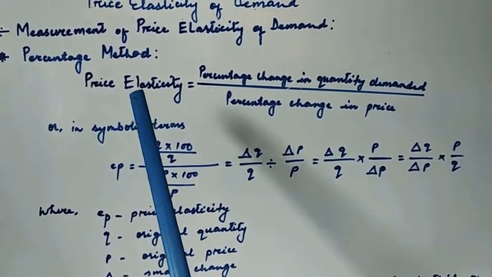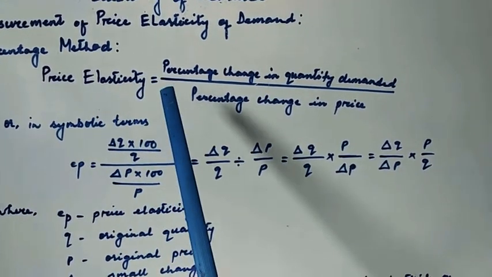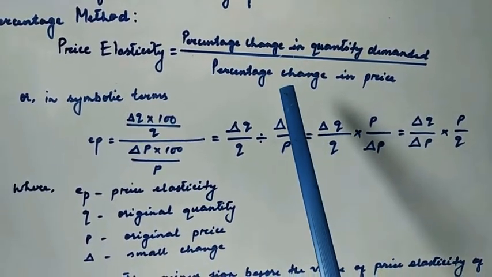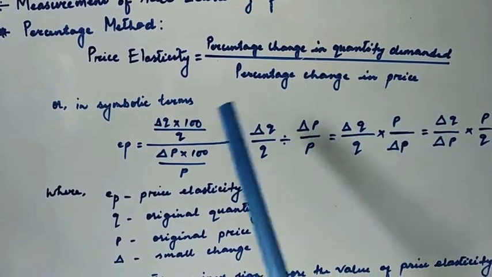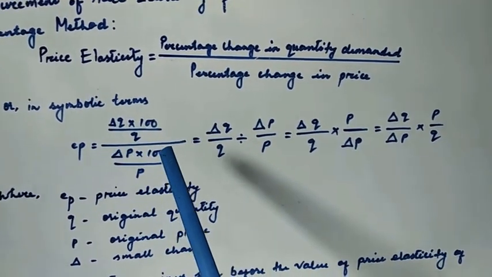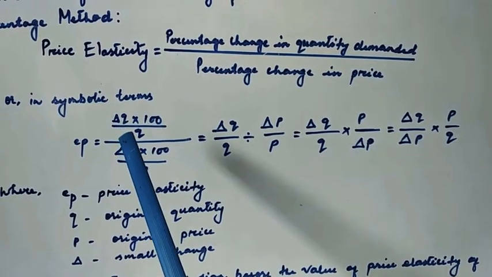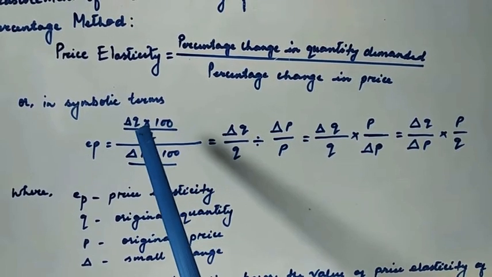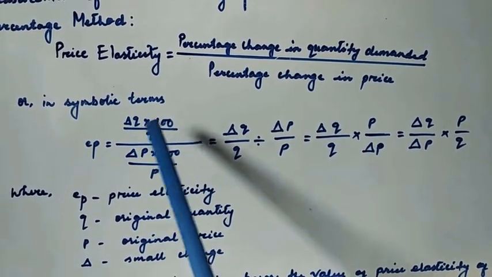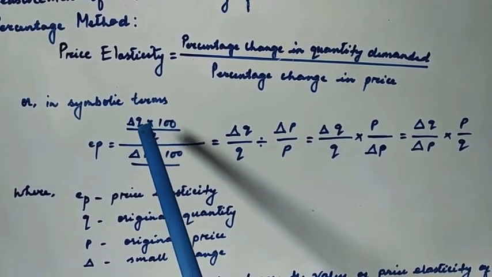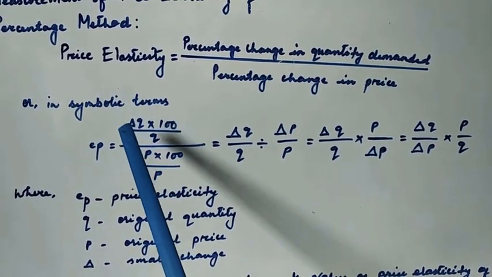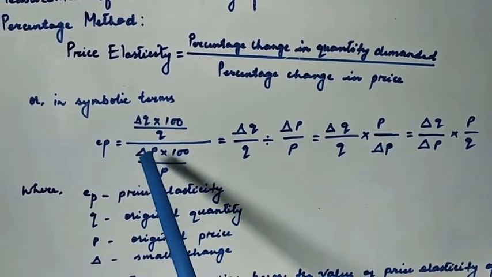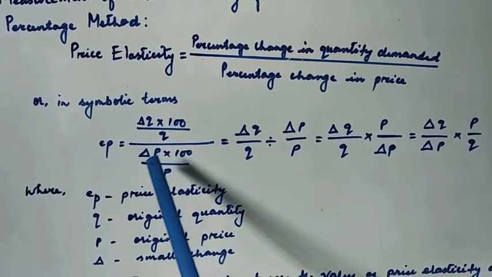In this percentage method, the formula for price elasticity is given by percentage change in quantity demanded divided by percentage change in the price. In symbolic terms we can represent it this way. Since we are dealing in percentage, 100 is here. Change in quantity demanded, where Q is the original quantity, into 100, which will be divided by change in price into 100 divided by the original price.